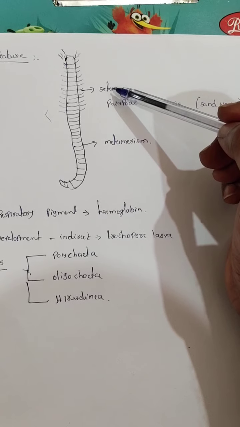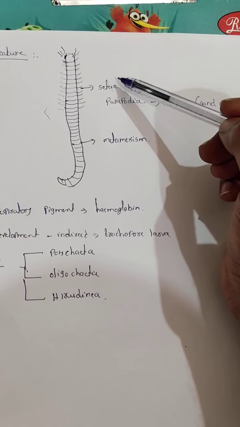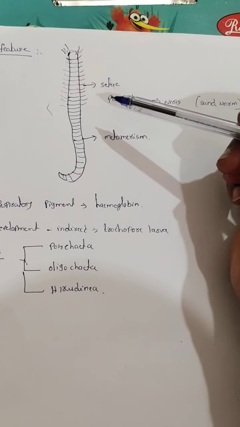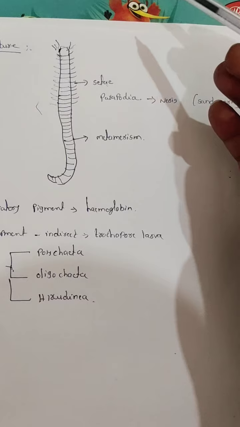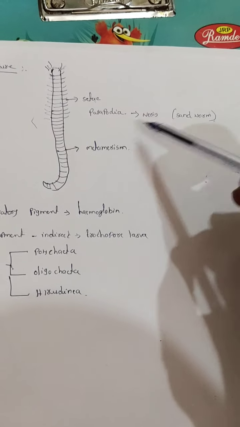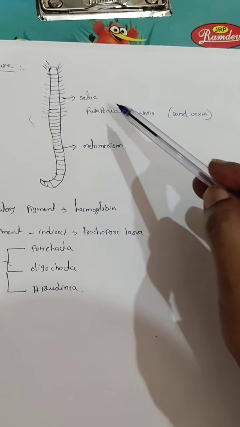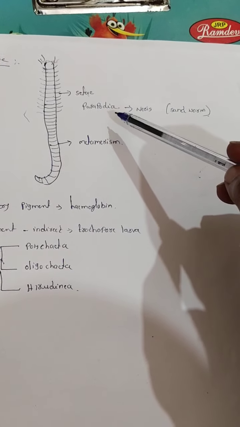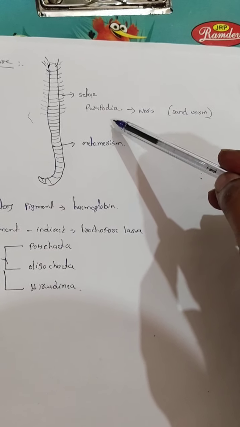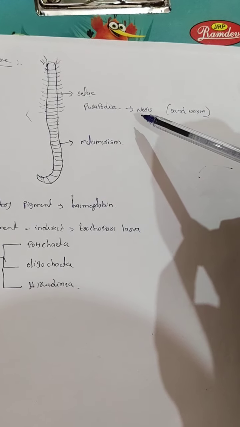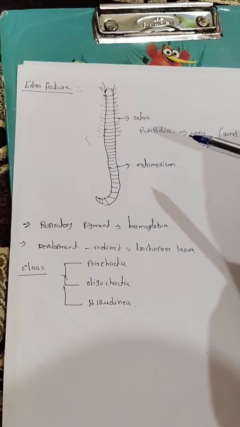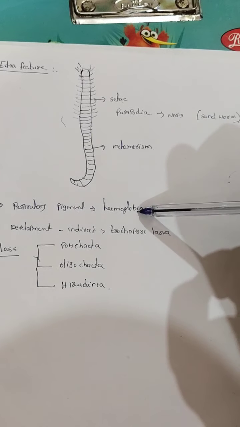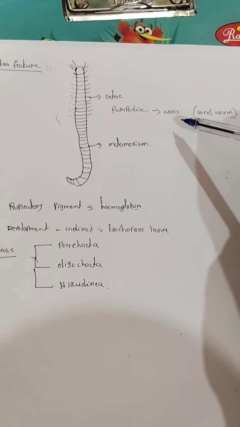By using the setae, the organism mainly locomotes. Locomotion means the organism can move from one place to another place. And also, in Nereis, not only setae, they have another specialized structure, that is called parapodia. This parapodia is mainly useful for swimming. That's why parapodia can be seen in Nereis, commonly called sandworms. And also the respiratory pigment, hemoglobin, is present for the first time in the annelids.